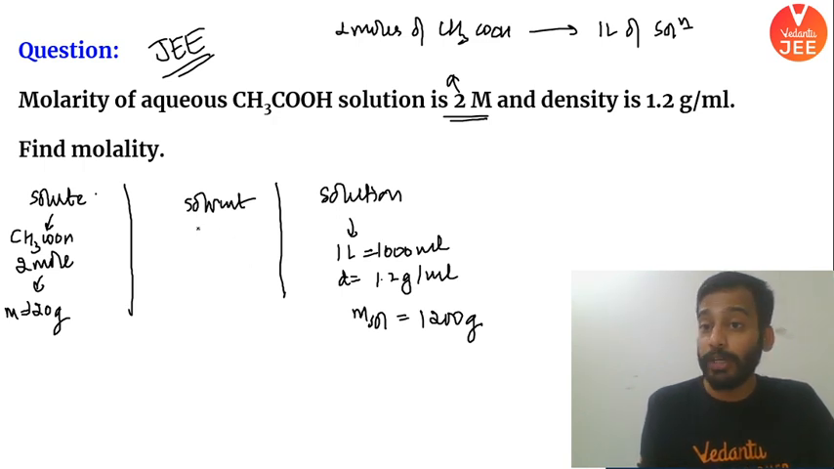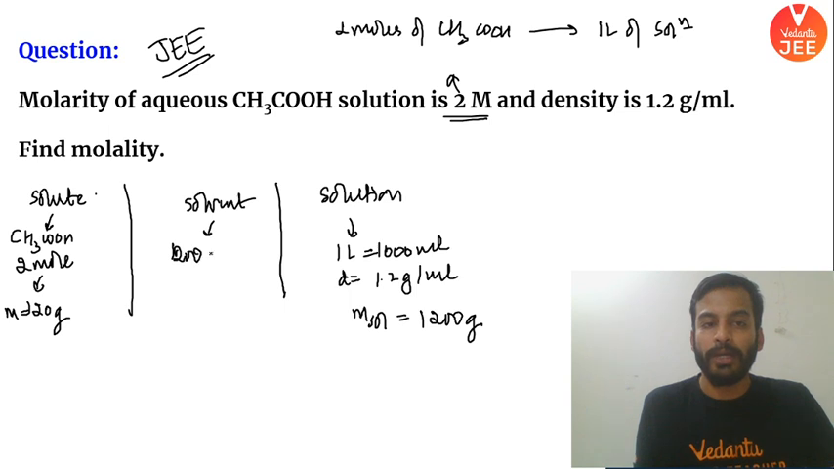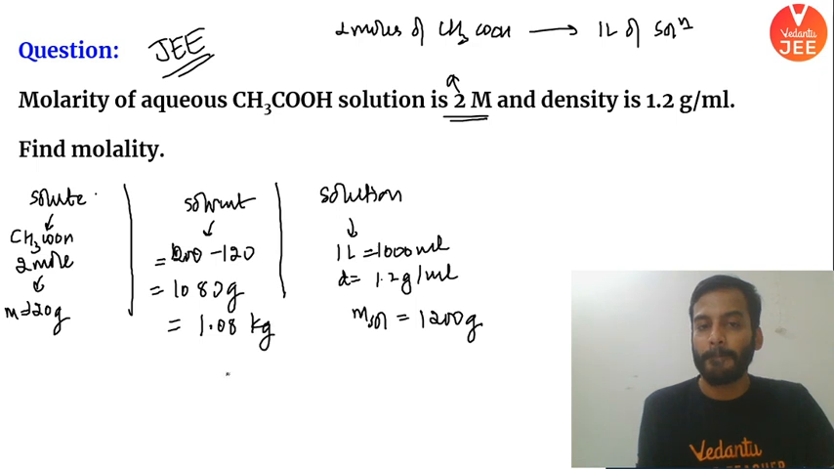So it means solvent, boys and girls, I'm very happy to tell you, solvent will become how much? 1200 minus 120. What it will be? 1080 gram. Correct? Or in kg, I will write 1.08 kg. क्या बोलते हो? Yes?